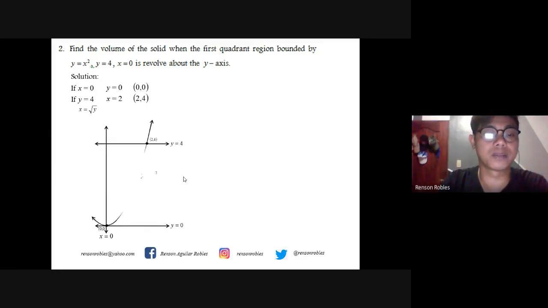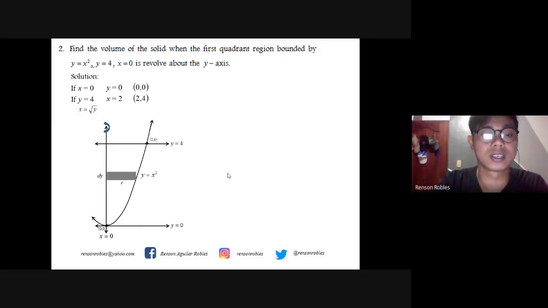And this is the parabola, but we will only be using this quadrant, the first quadrant region. So this is the line y equals 4. So the region is this. Okay, and that is to be revolved over the y-axis. The axis of revolution is vertical. So to use this method, we'll be taking an element that is horizontal. And it has to be revolved over that line.